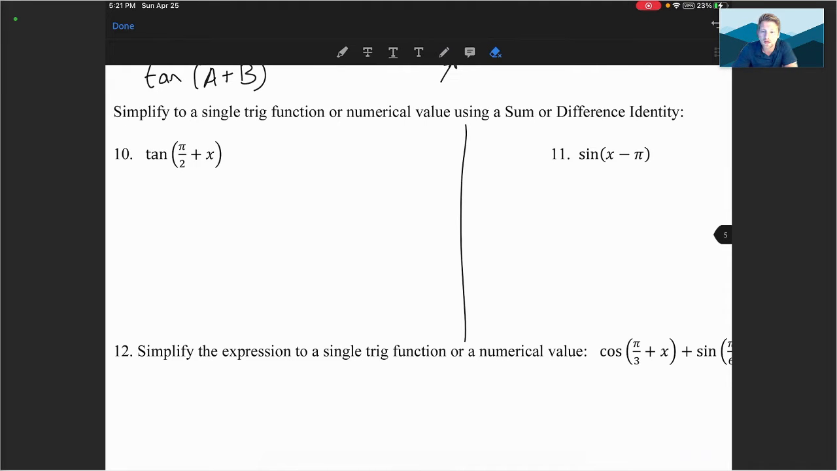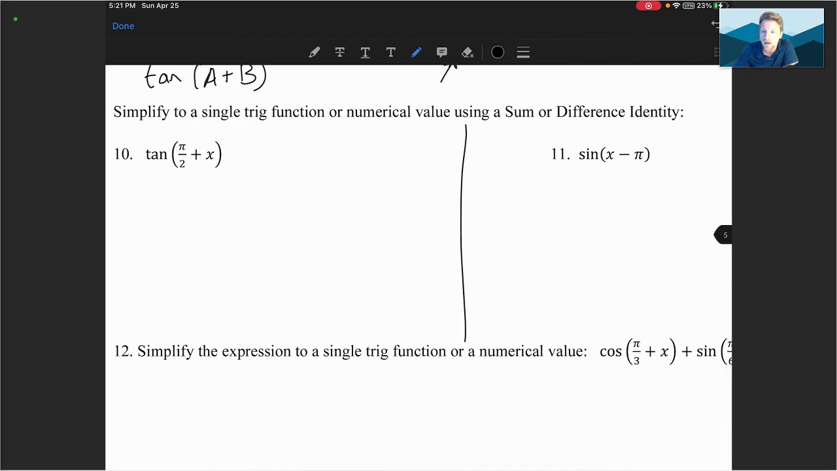In this video, we'll take a look at a few more sum and difference identities and how to simplify them. Here we want to think about simplifying a single trigonometric function or numerical value using the sum and difference identity.